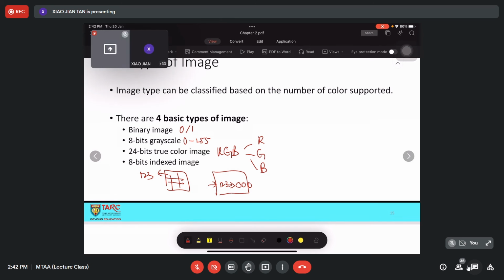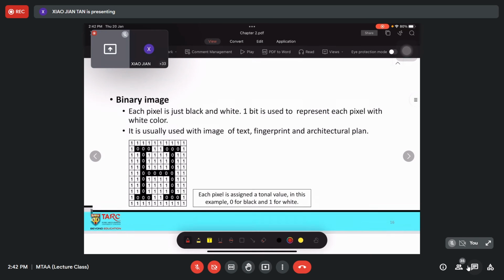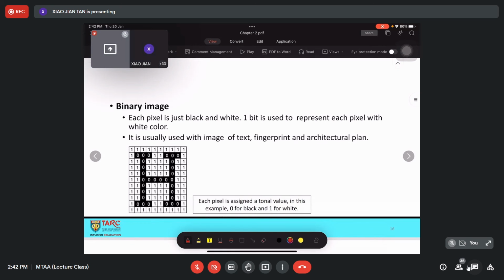Again, binary, 8-bit grayscale, 24-bit true color, and 8-bit index image. Why is the RGB 24? Because it is 8 bits each, so total 24. So binary image: each pixel is just black and white. 1 bit is used to represent each pixel. It is usually used with images of text, fingerprint, and architectural plan. So basically, binary is the most basic and simplest image.